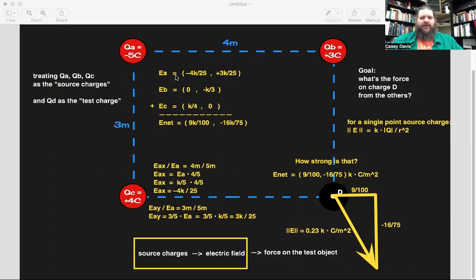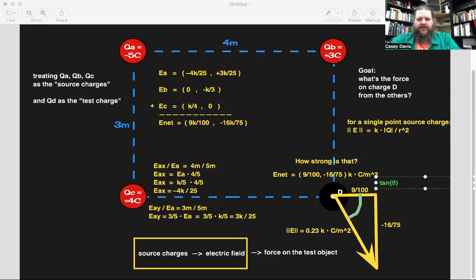And what about direction? If we want to know the actual direction it's pointing in terms of an angle, how would we find this angle that it makes with the x-axis? Yeah, tangent of that angle should be opposite over adjacent. So negative 16/75 over 9/100. So tangent of theta, get theta here. There it is.